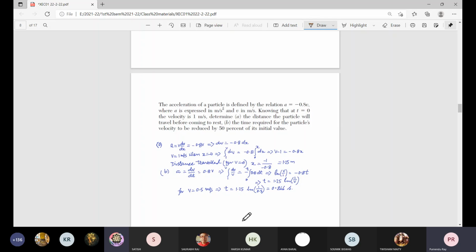So these are some. Not a good method. Anything? So this is the relation we have used, a = v dv/dx.